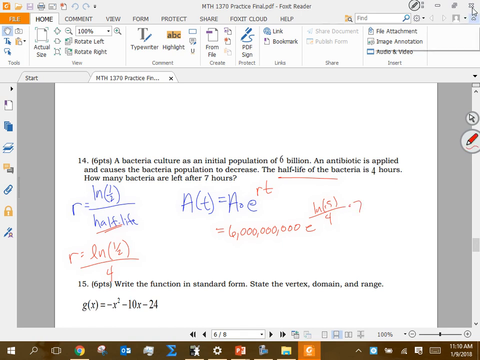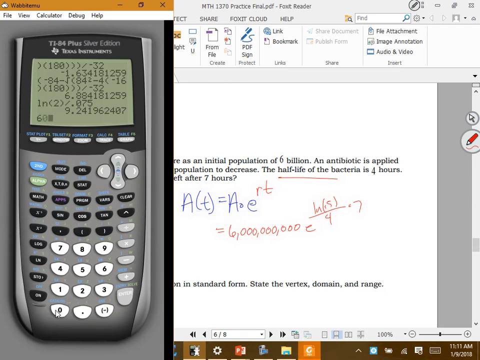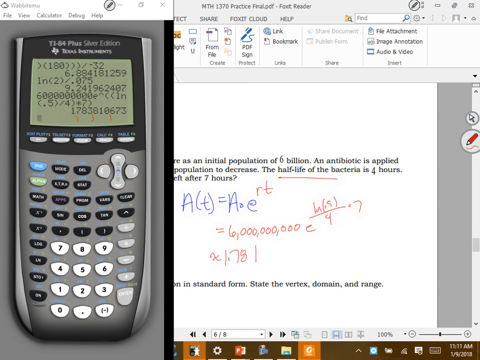That was my time. And I'm going to type that thing into my calculator directly like that. And this is exactly what you can do on the final. 6 billion, so 1, 2, 3, 4, 5, 6, 7, 8, 9 zeros. Then second E, ln of 0.5 divided by 4. Okay, I'm going to do it this way so nothing gets messed up. Put another parenthesis, then times by 7 to keep that product of 7 in my exponent. I think that will be enough, and I get that. Okay, so what's that? Comma there, comma there, comma there. So approximately 1.78 billion.